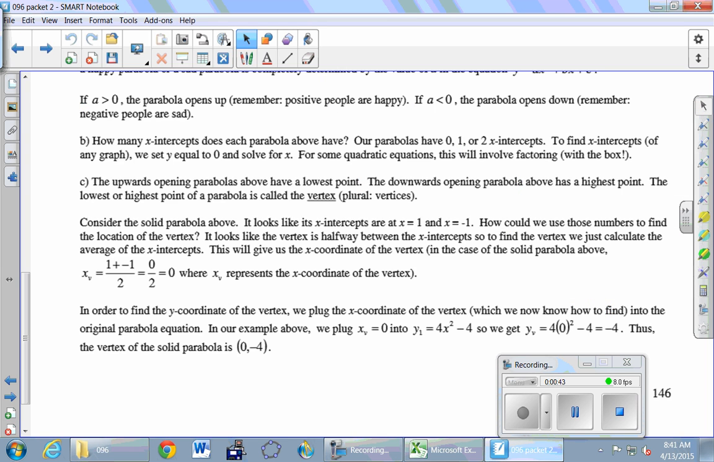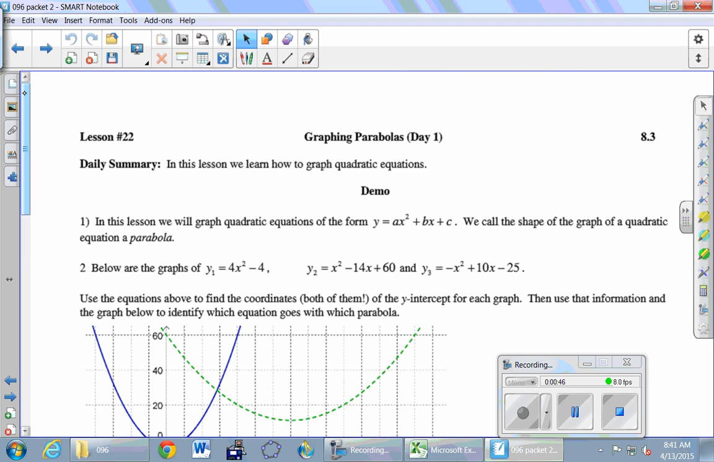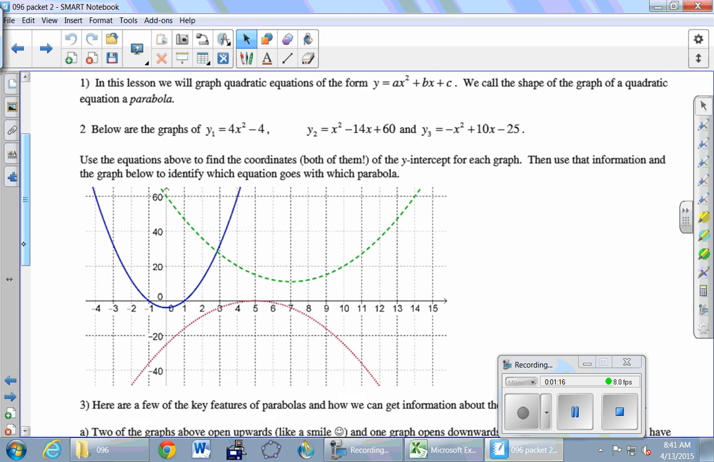Okay, so at the top of page 146, let's go to the daily summary. Alex? Thank you. Marcy, number 1. Thank you. Lucas, number 2. Below the graphs of y1 = 4x squared minus 4, y2 = x squared plus 4x plus 16, y3 = x squared. Okay, let's pause right there.